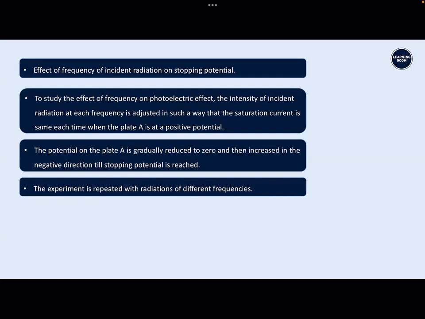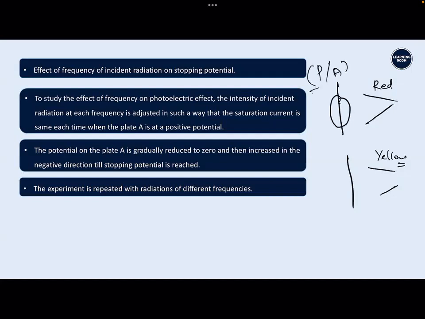How is it possible? For example, if this is a plate on which you are making a red color light incident, and on the same plate I am making a yellow light incident. So what have I changed? I've changed the frequency. The wavelength, obviously I've changed the frequency also, but I can still make the amount of power radiated per unit area to be constant.